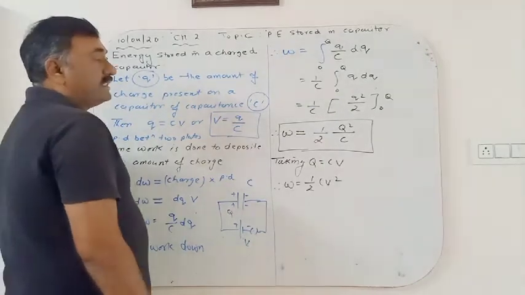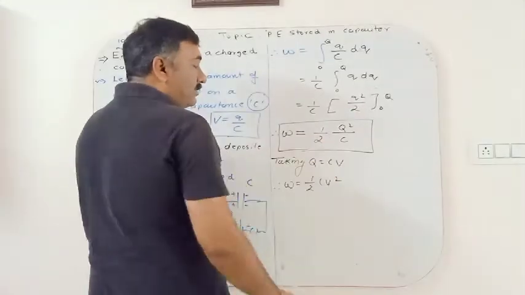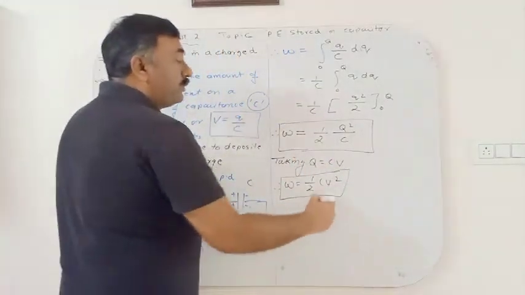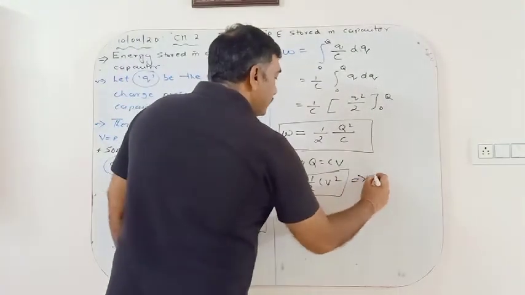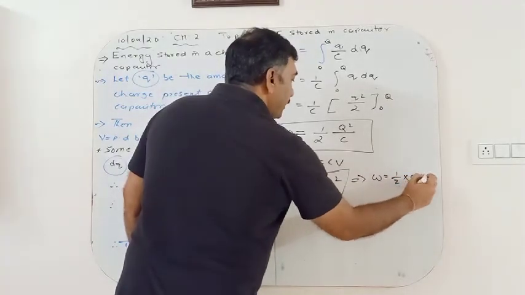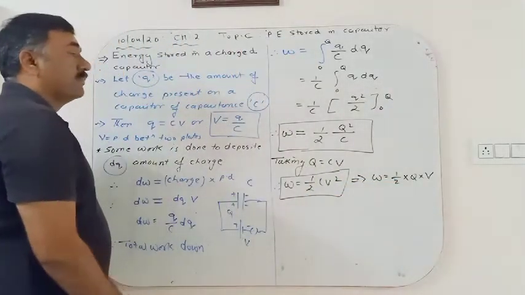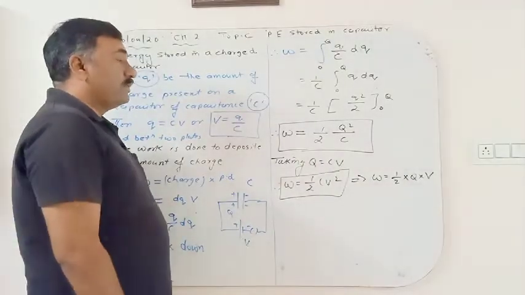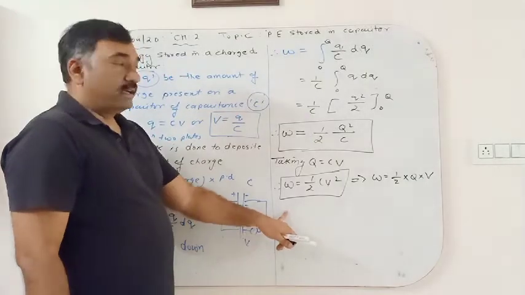Because if you put Q equal to CV here, one CV cancels, so the second formula for work done is half CV square. And if you put Q is equal to CV, it implies one more formula, that is half Q into V. Since CV is equal to Q, half Q into V is also a formula for the work done to charge a capacitor.